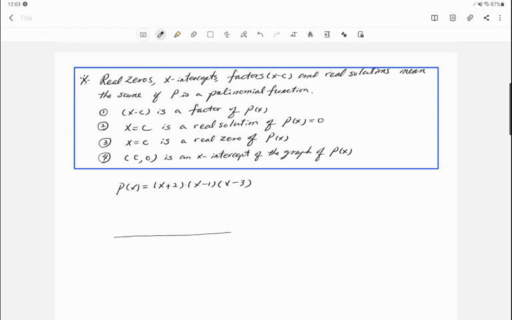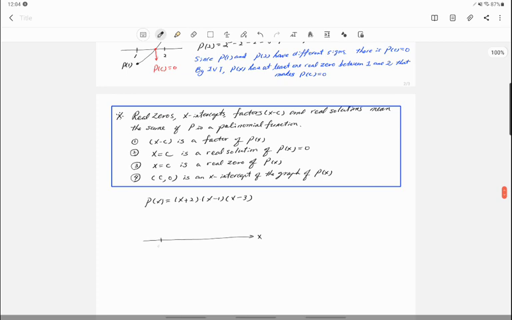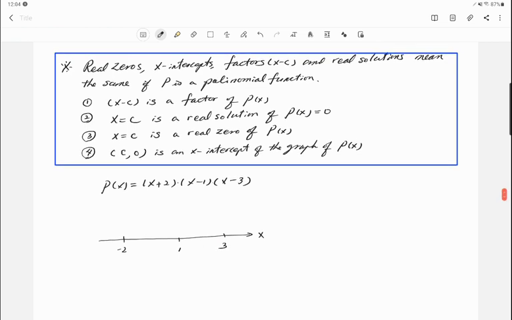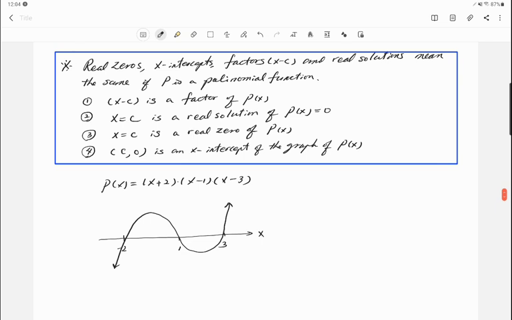So if this is a factor, that means x equals c. So when x equals -1, -2, we can set each factor equal to 0, right? Then the graph looks something like this. Because this is a cubic function and the leading coefficient is positive, the right end is up. And since this is an odd function, the other side goes down, right?